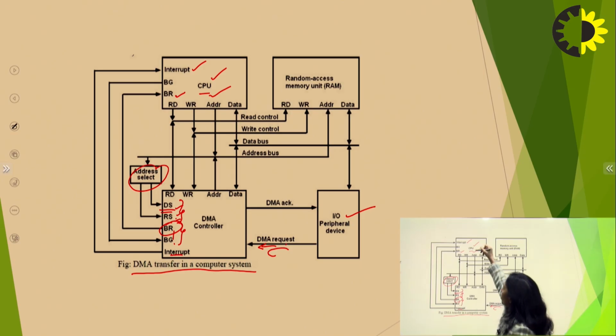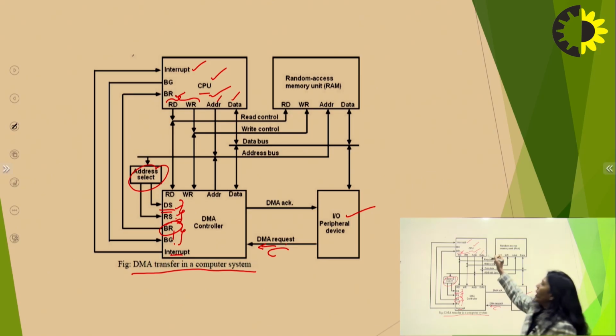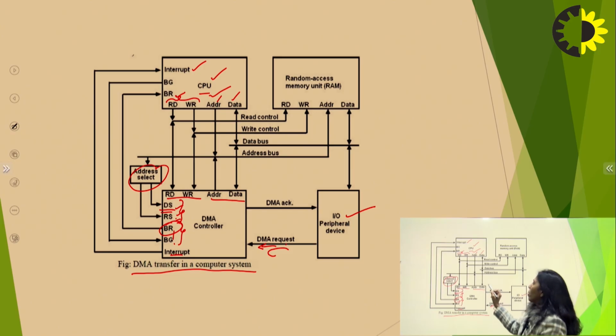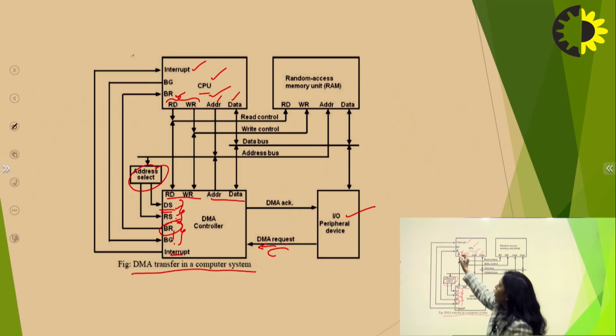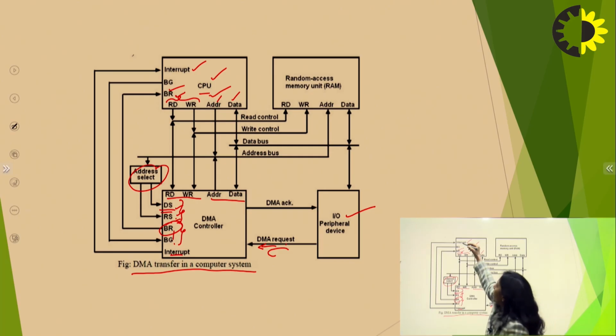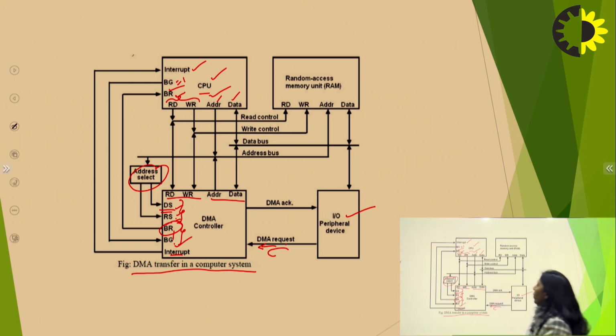After that, the CPU will also send the control signals for read and write and also the address, from where the data is to be read, from where the data is to be written, like this information, to the read, write and address data signals of the DMA controller. After all this process, the CPU will grant the permission to take over all the buses to the DMA controller. That means the BG will become 1 and this bus will be granted to the DMA controller.